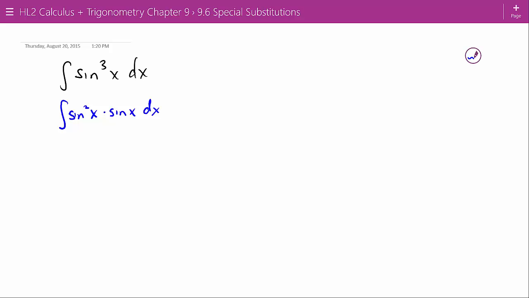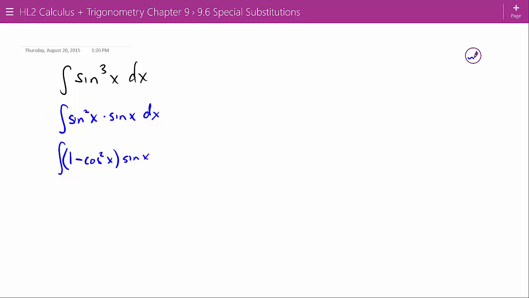And what does that do for us? Well, that allows us to use the Pythagorean identity. So this becomes 1 minus cosine squared x times sine x dx. And we can distribute. And you might be going, well, this seems like it's making it worse because now we have sines and cosines in the problem, but that's actually a good thing if you think about U substitutions. So we get sine x minus cosine squared x sine x.